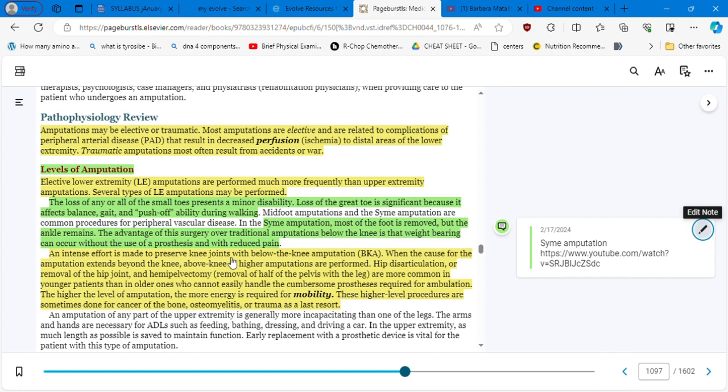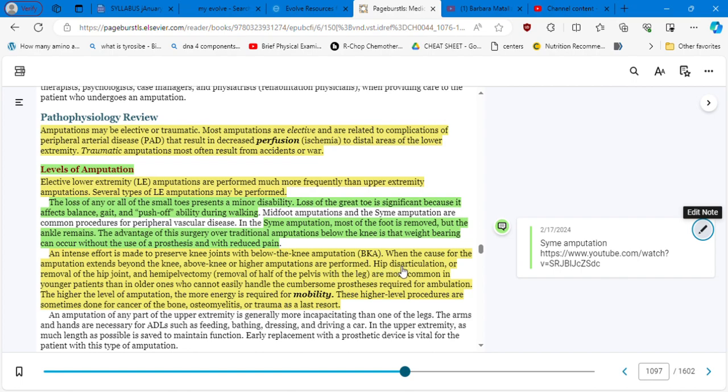Now we are moving to another type. An intense effort is made to preserve knee joints with below the knee amputation. When the cause for the amputation extends beyond the knee, above knee or higher amputations are performed. Let me repeat. When the cause for the amputation extends beyond the knee, above the knee or higher amputations are performed.